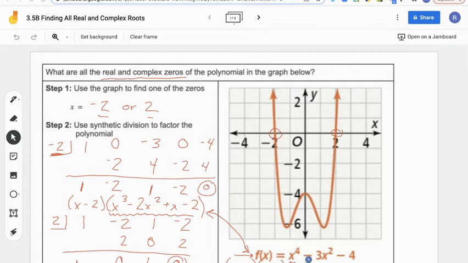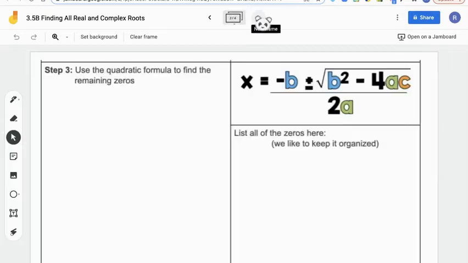x squared plus 1. Now at this point, there are no more real zeros, so we want to move into how we might find the complex zeros. I'm going to transfer this equation to my next page here. Remember that we had x minus 2, x plus 2, x squared plus 1.